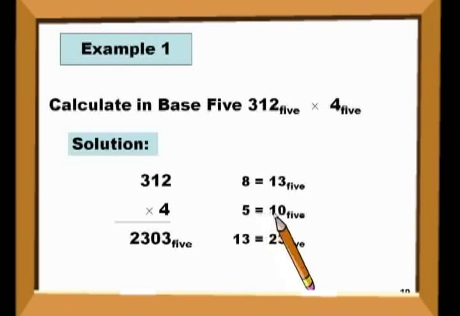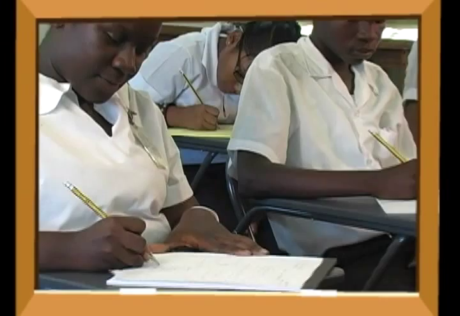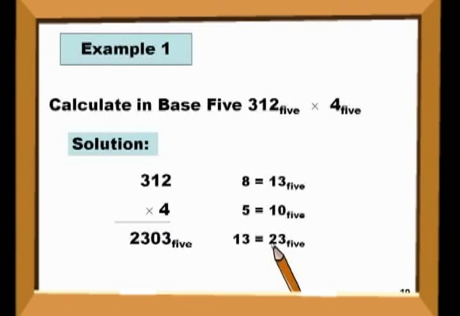The 0 remainder is put under the second column. 4 3's are 12. If we add this 1 to 12, we have 13. When 13 is divided by 5, we have 2, 3. And the 2 3's, since this is our final division or multiplication, are taken across here. So the product of 3, 1, 2 and 4 in base 5 would give us 2303 in base 5.